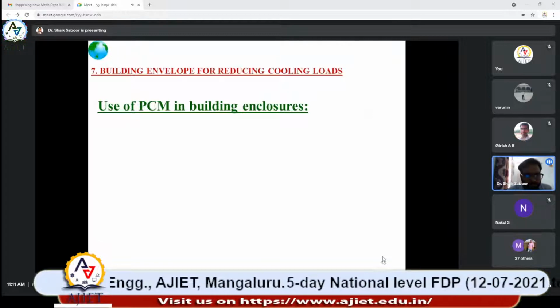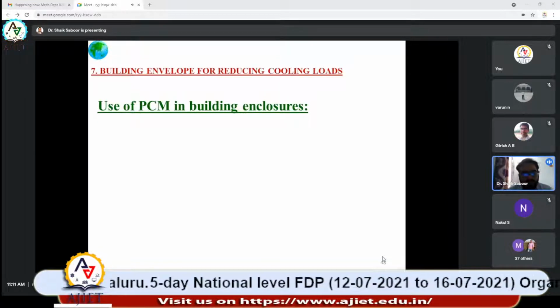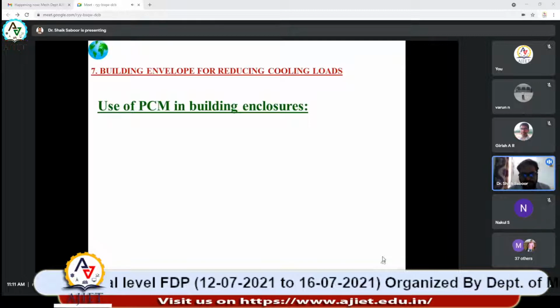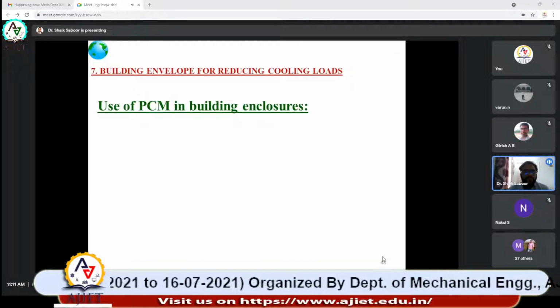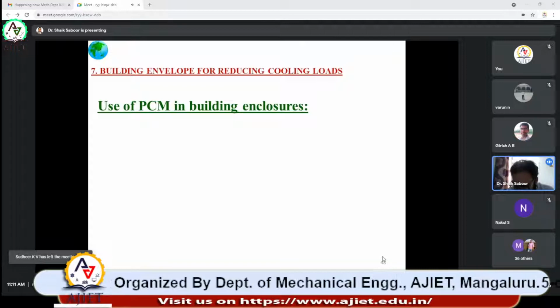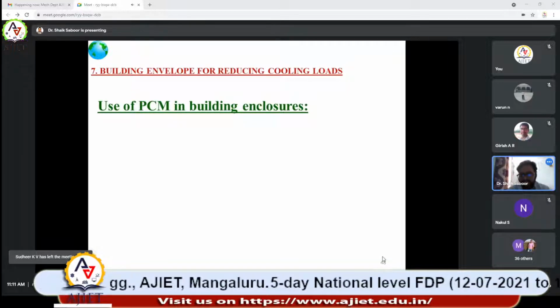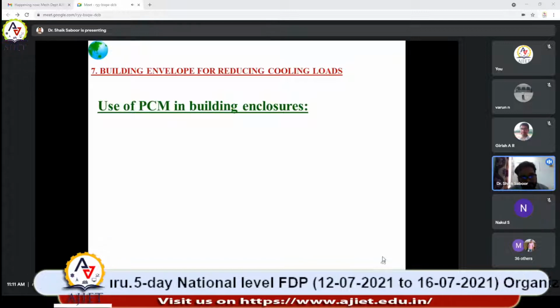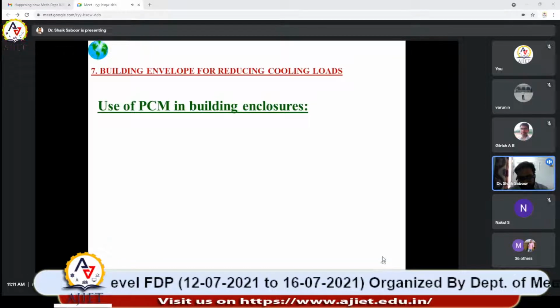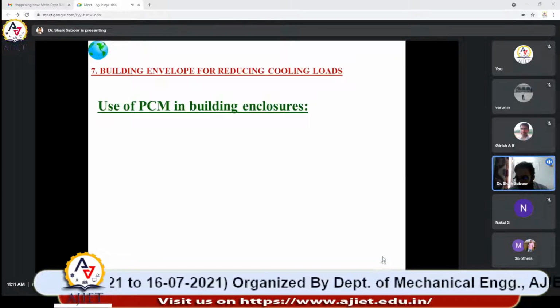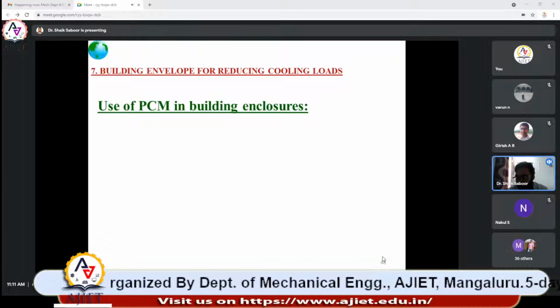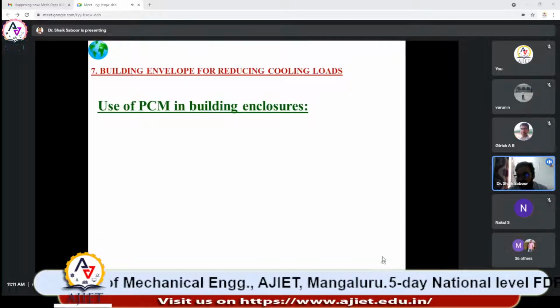Okay, so now another important topic, which has become a very advanced topic in research and development, is the use of phase change material in building enclosures. Why do we have to use phase change materials? The name itself is explanatory. Phase change material changes phase when it absorbs heat, and when it changes phase, it actually releases heat.